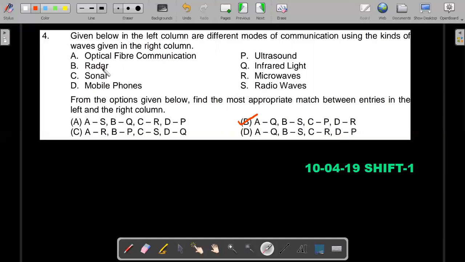And radar, in the name itself you have radio detection and ranging, radio detection and ranging, that should be related to radio waves. As you could see, B is S. And optical fiber communication, which is the whole backbone of the broadband internet connections and industry, is related to infrared light. Okay, so that is very, very important. So this is the answer. Even if you had only known sonar is related to sound and ultrasound, I think you should have marked it easily. Okay, right. Let's move on.